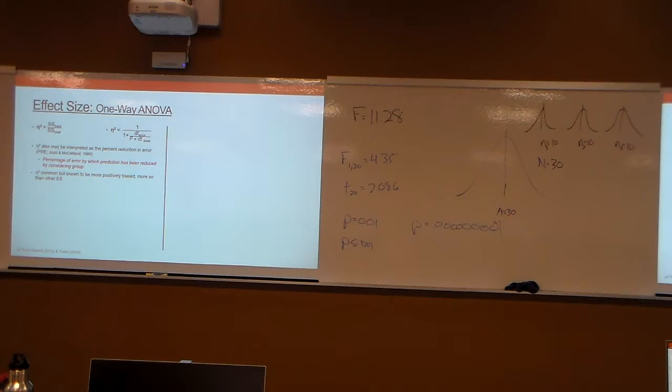Judd and McClelland will also say that we can interpret eta squared as the percent reduction in error, or the PRE. And this is kind of interesting. Eta squared gives us the level at which error in prediction has been reduced by considering our group. So how much error in our model is decreased by having the grouping factor in there? Well, if our eta squared is 0.15, we'd say we've got a 15% reduction in error based on its inclusion. It's just the inverse of thinking about proportion of variability accounted for: proportion of error reduced.